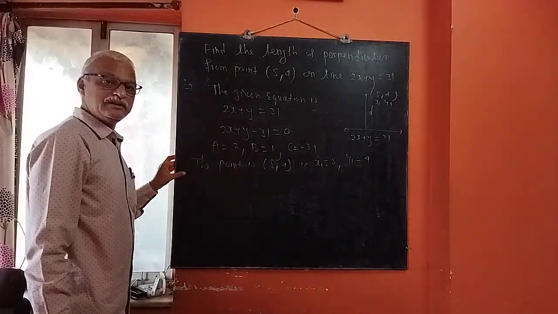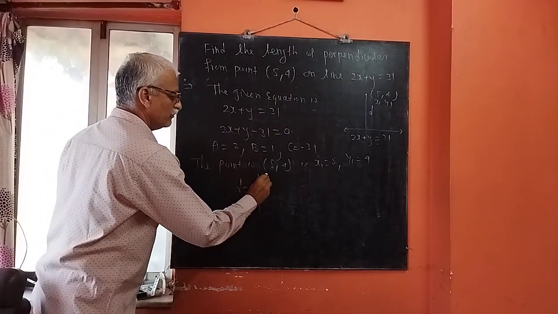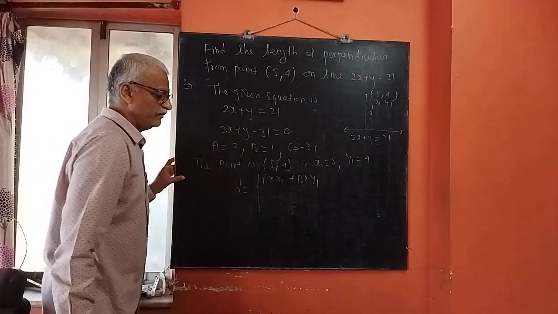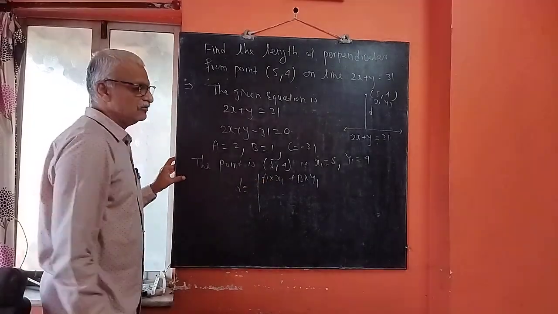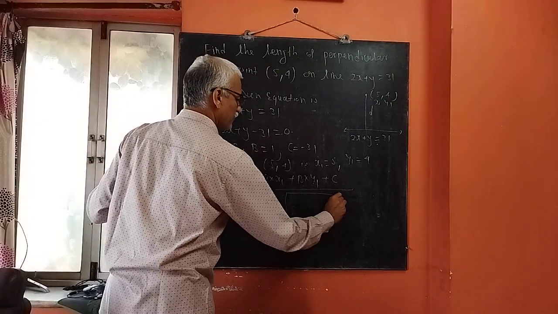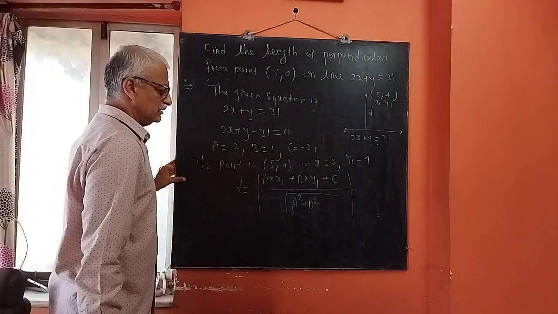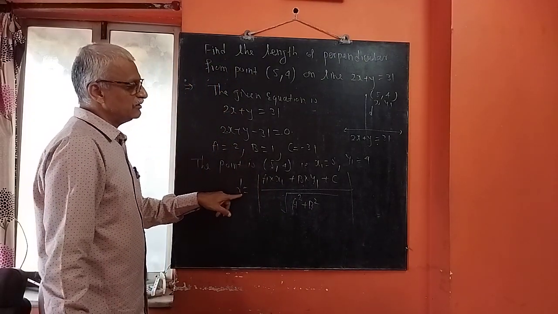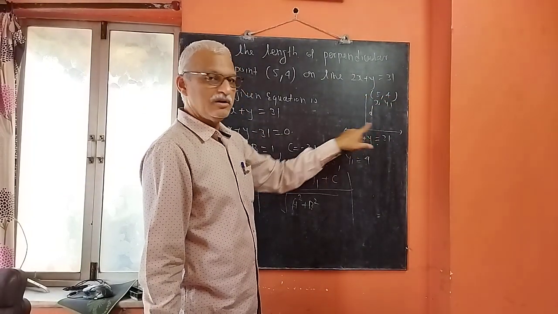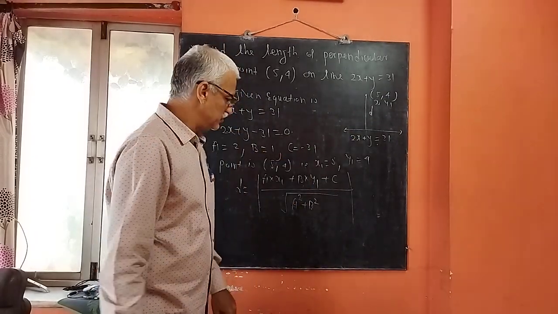Now, by applying the distance formula, our d is equals to mod of a into x1 plus b into y1 plus c divided by square root of a square plus b square. So this is the distance formula from a point P whose coordinates are 5, 4 on a line which is in the general form, that is ax plus by plus c equals to 0.